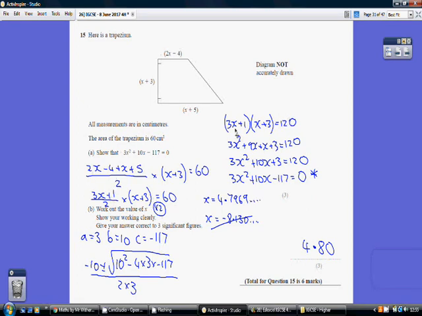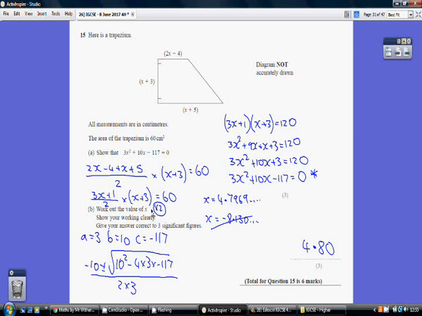So multiplying out the pair of brackets, 3x times x is 3x squared, 3x times 3 is 9x. 1 times x is x, and 1 times 3 is 3. Gather up your like terms in the middle, 9x plus x is 10x. Take away 120 from both sides, and we've got the quadratic in the form that we had to show.